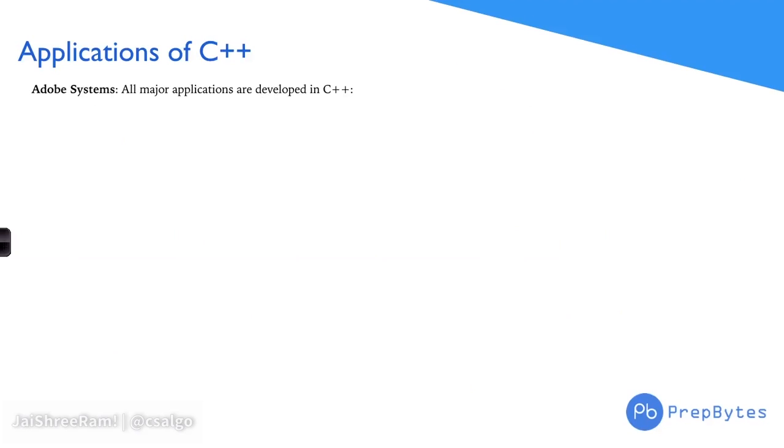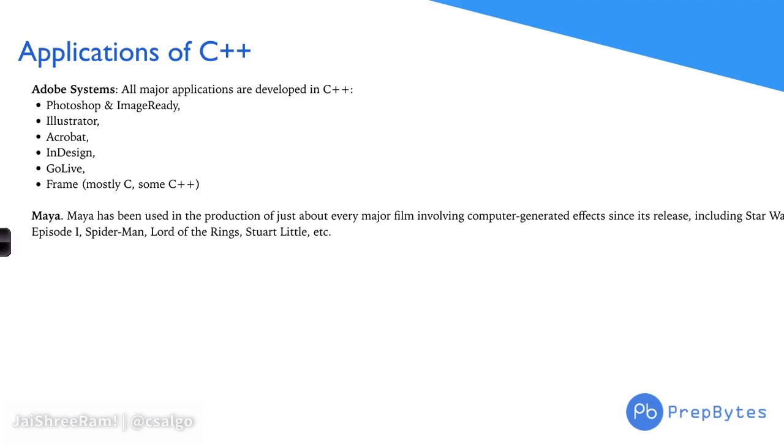So Adobe Systems, you all must be knowing about it. This is one of the dream companies of most of the students. So in this case, let's see what are the major applications developed in C++. So we have Photoshop, again you all must be knowing, Illustrator, Acrobat, InDesign, GoLive, FrameMaker. So it is designed both in C and C++. Apart from this, we have Maya.